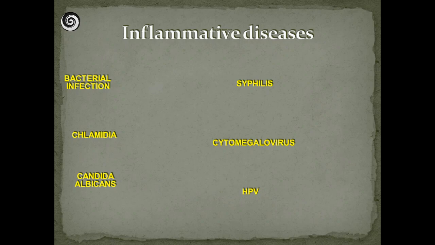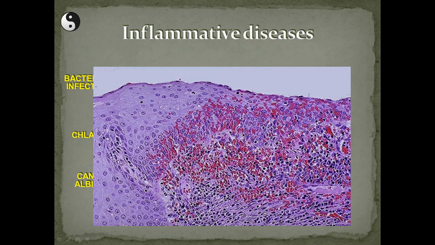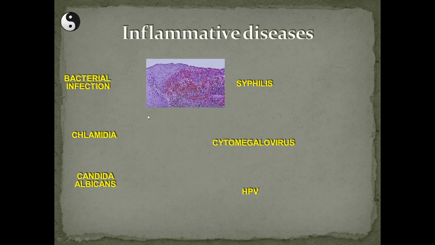So, examples of inflammative diseases. Classically, we have a bacterial infection. Here on the histological specimen, after the biopsy of the cervix, we could see a lot of erythrocytes as a feature of inflammatory arterial hyperemia, and also a lot of inflammatory infiltrations, neutrophils, and lymphocytes. So all features of inflammation of the cervix, in other words, cervicitis. But there are no specific features to be sure what exact bacterial infection it is.